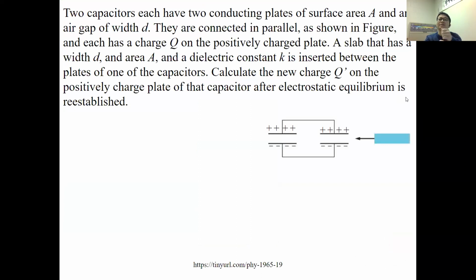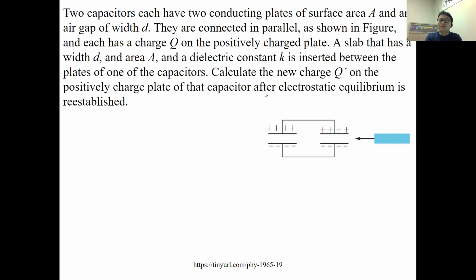The first example says you have two capacitors, each with conducting plates of surface area A and an air gap of width D. They are connected in parallel as shown in this figure, and each has a charge Q on the positive and negative plate. A slab that has a width of D and area of A, the same as the plate, and a dielectric constant kappa is inserted between the plates of one of the capacitors. Calculate the new charge Q prime on the positive plate of the capacitor after electrostatic equilibrium is re-established.